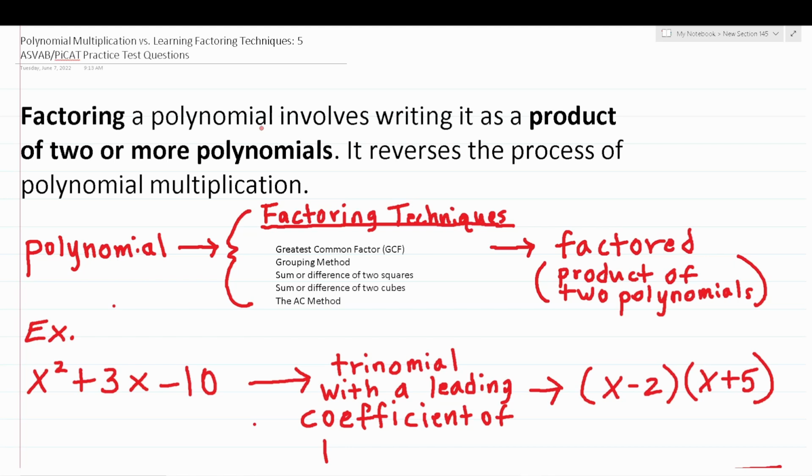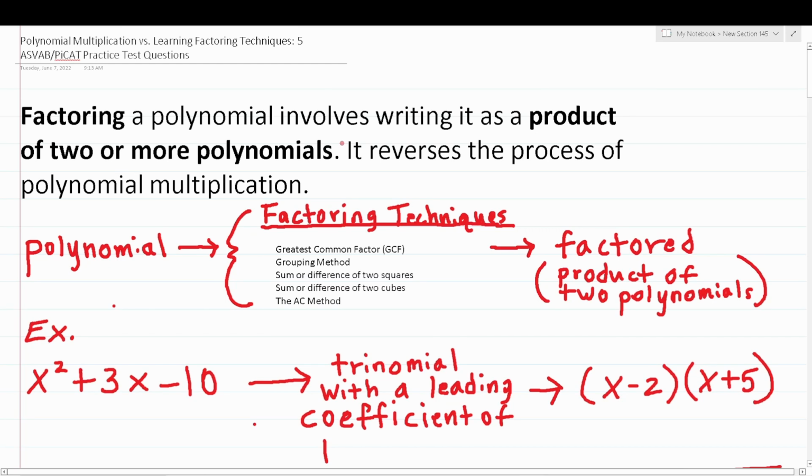More specifically, I'm going to start this video by giving you a brief overview of the relationship between polynomial multiplication and factoring. And then after that, for the rest of the video, I'm going to work out 5 practice questions that should closely mirror what you'll see in the ASVAB and PiCAT. And if you struggle with factoring, this video is for you. I would strongly encourage you to watch it from start to finish.